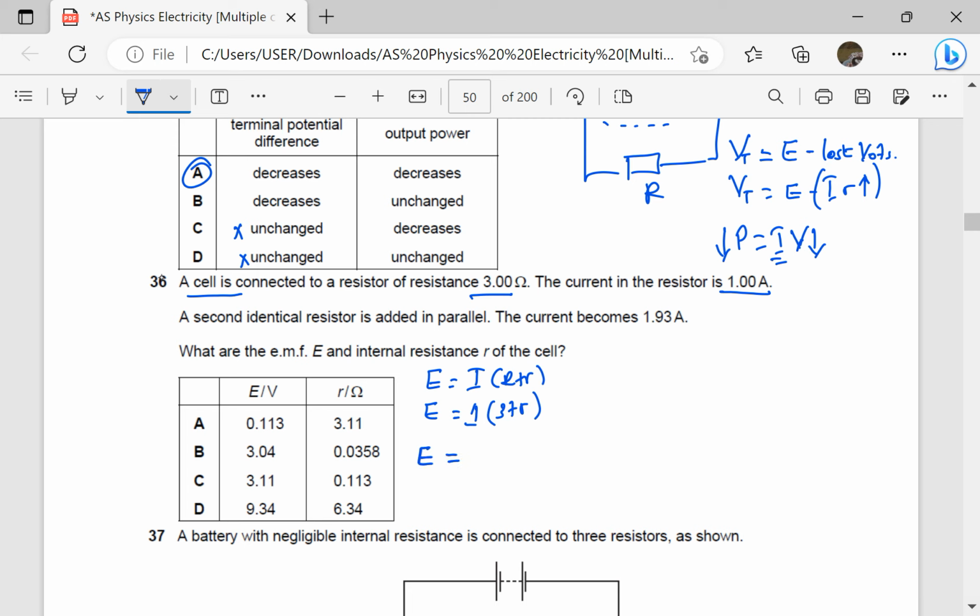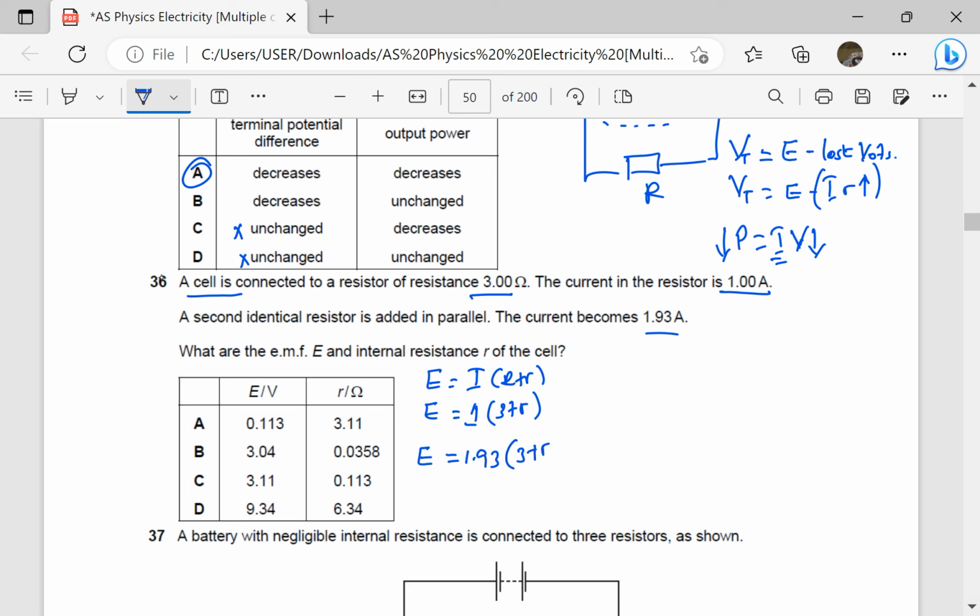E is equal to the new current, which is 1.93, times the fixed resistor 3 plus the internal resistance r. A second identical resistor is added in parallel. Since the second resistor is added in parallel, and the current is 1.93, the new resistance is not 3 plus r. So we now have two resistors in parallel.